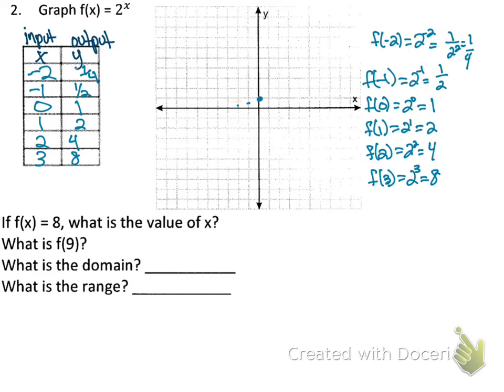And then I've got the point 1, 2. And then I've got the point 2, 4. So over 2, and then 1, 2, 3, 4. Then we've got the point 3, 8. So 1, 2, 3, 1, 2, 3, 4, 5, 6, 7, 8. So that's about right there. So you can see we've got that curve.